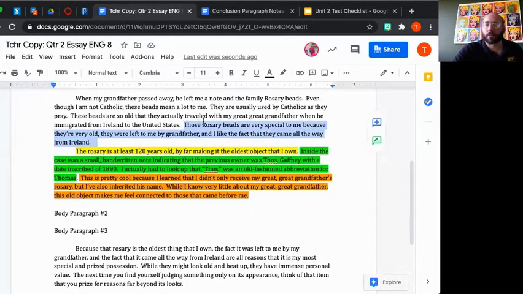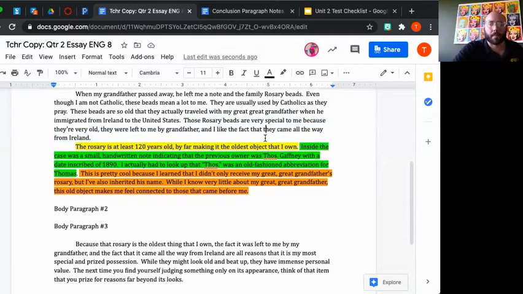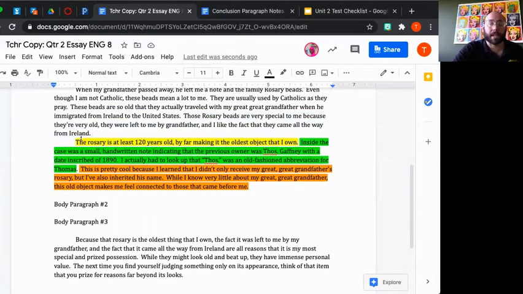My topic is the rosary beads. My position is that they're very special, and I have 3 reasons why as my main points. Then as a model, I went ahead and did one body paragraph about my first main point, the idea that the rosary is quite old, and that's one of the reasons it's special.